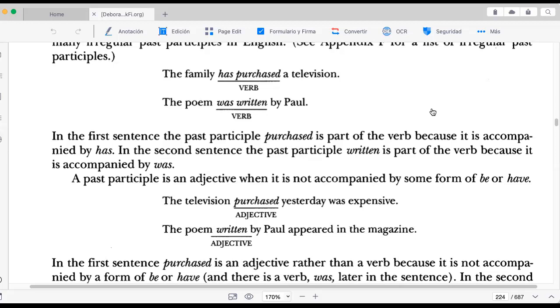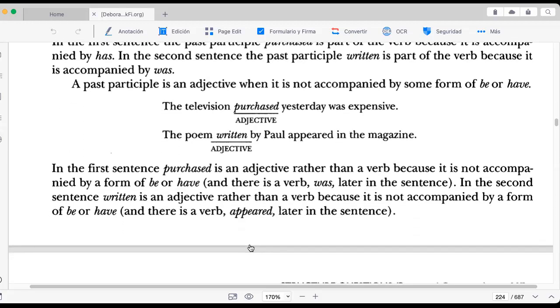Okay, we have two options telling us that purchase and written are adjectives. In the first sentence, purchase is an adjective rather than a verb because it is not accompanied by a form of be or have. That's right. And there is a verb was later in the sentence. In the second sentence, written is an adjective rather than a verb because it is not accompanied by a form of be or have. And there is a verb appearing later in the sentence.